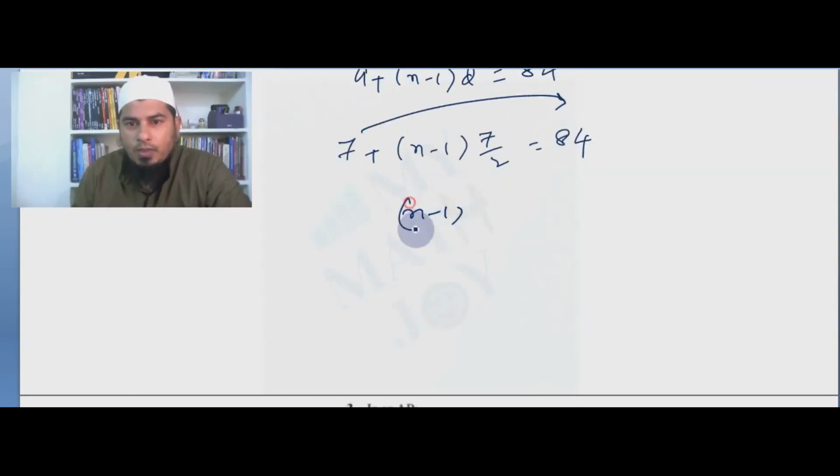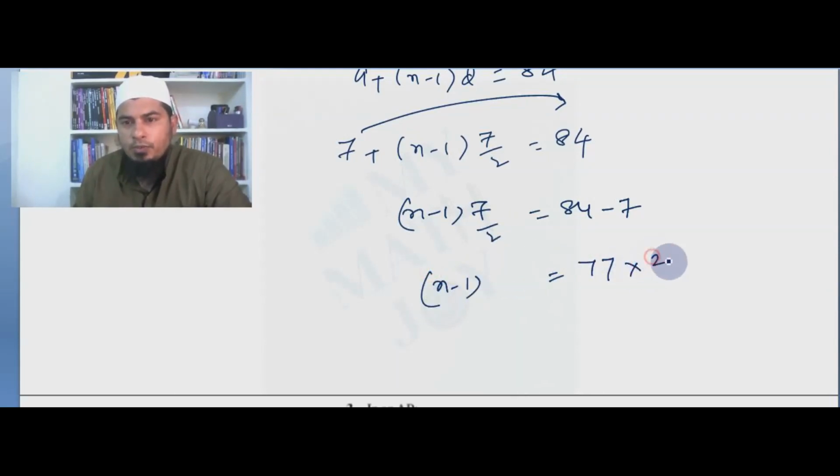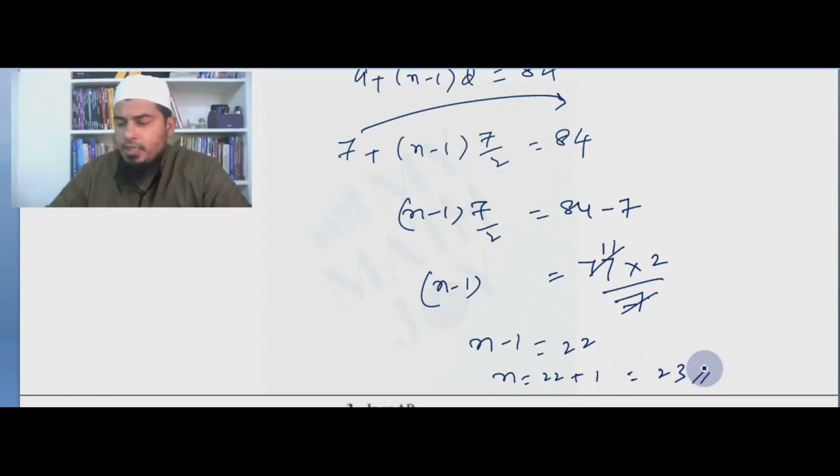(N minus 1) times 7 over 2 is equal to 84 minus 7. If you do it, you will get 77. (N minus 1), 7 over 2 is transposed in this way. So 7 and 11 can be cancelled. 22. N is 22 plus 1, 23. You got it, the N value.